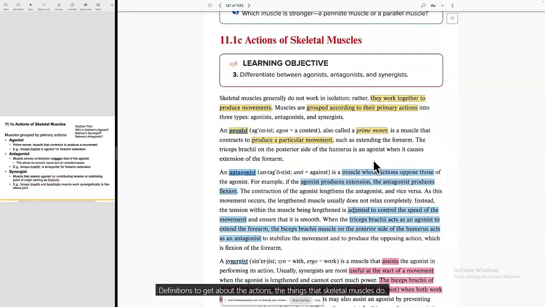Definitions to get about the actions, the things that skeletal muscles do. The agonist is the star of the show. Another name for agonist is prime mover. They're the one that's doing the work. Everybody's got a hater, right? So for every agonist, there's always an antagonist. Antagonists are the muscles that do the opposite of what we're trying to do. First, just catch our definitions, and then we'll see it in several pictures, and it'll make sense.